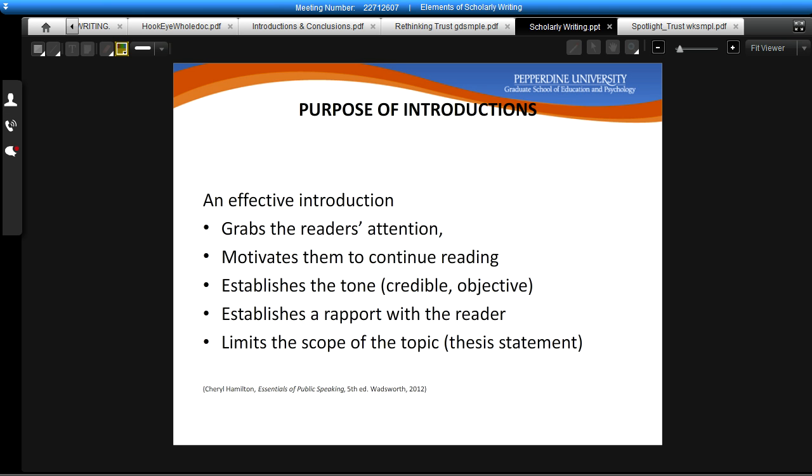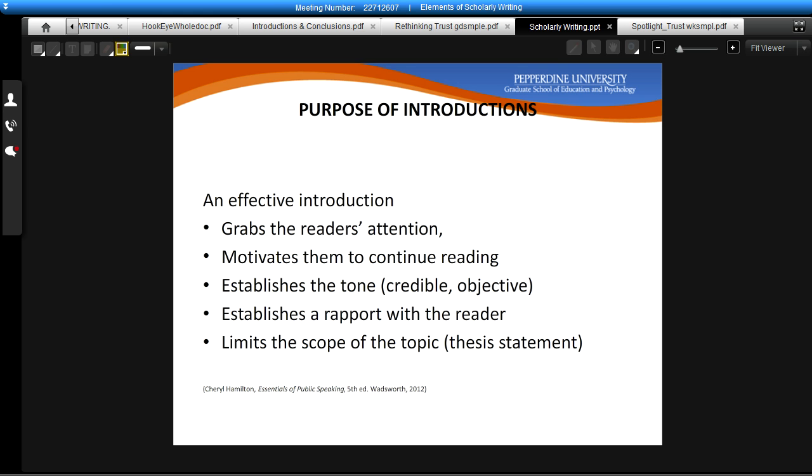With your introductions, you do have a little bit more creativity, so to speak, in how you can effectively grab the reader's attention and motivate them. We'll look at some examples of improper introductions that may mislead the reader or not really motivate the reader to want to continue. It also establishes your tone.